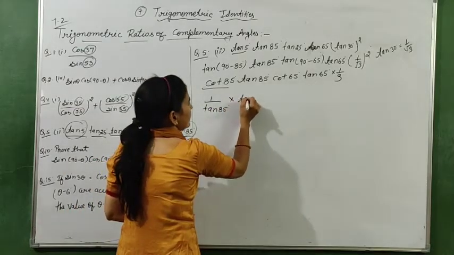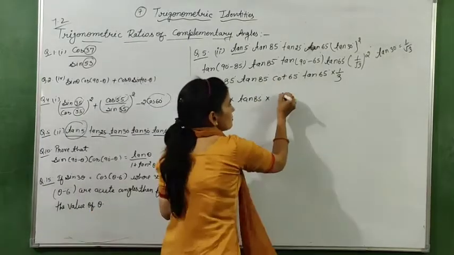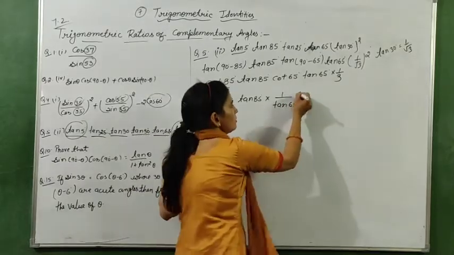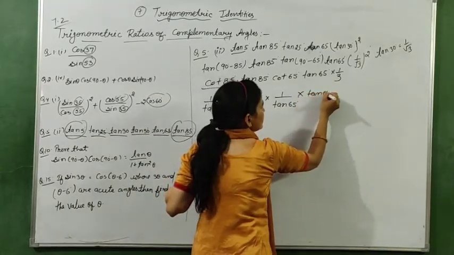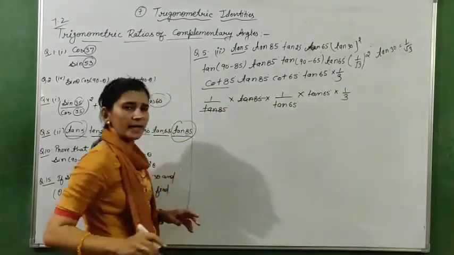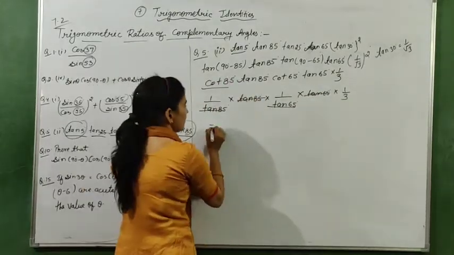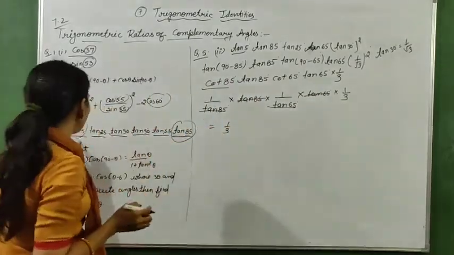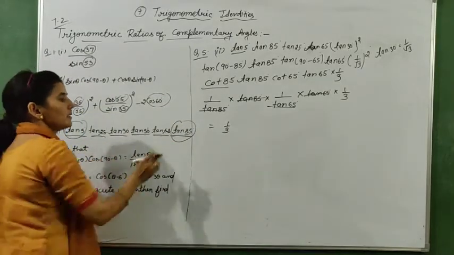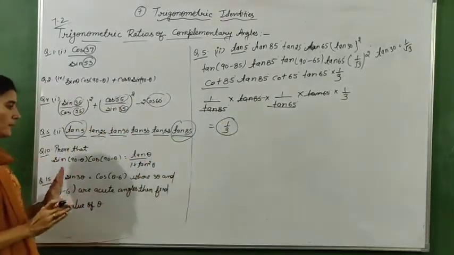Okay. Now cot 85 degree can be written as 1 upon tan 85 degree, into tan 85 degree, into cot 65 degree, that is equal to 1 upon tan 65 degree, into tan 65 degree, into 1 upon 3. Now tan 85 is cancelled by tan 85, tan 65 is cancelled by tan 65, that is equal to 1 upon 3. So the value of tan 5 degree into tan 25 into tan 30 into tan 30 into tan 65 degree into tan 85 degree is equal to 1 upon 3.